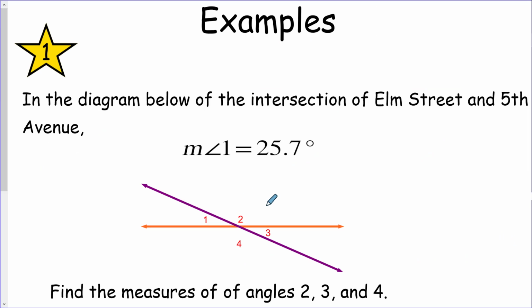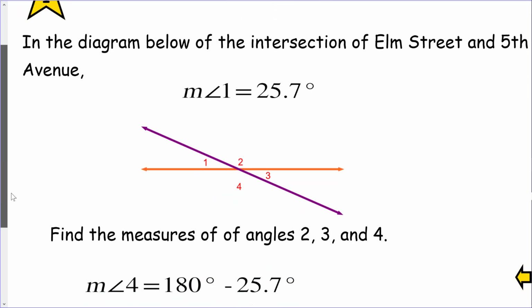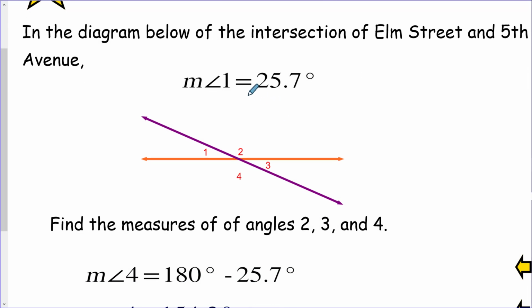All right, so let me show you an example of how we will use what we know about the different types of angles to figure out what we don't know. In this diagram below, it's the intersection of Elm Street and 5th Avenue. And we know that the measure of angle 1 is 25.7 degrees. So this one right here is 25.7 degrees.